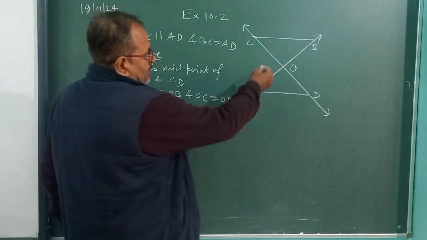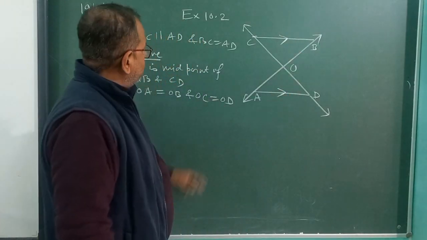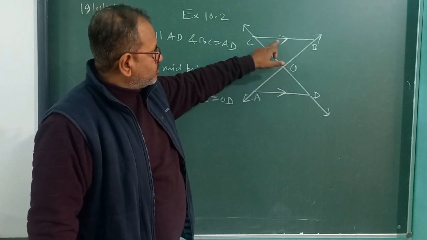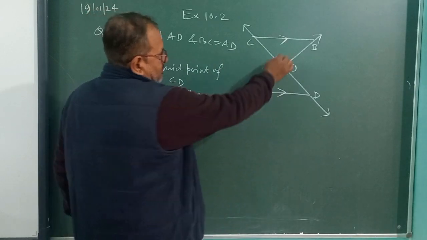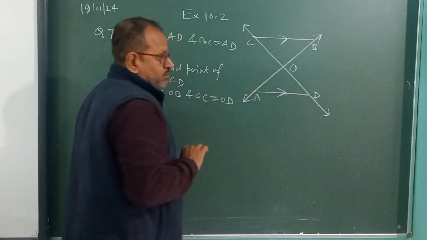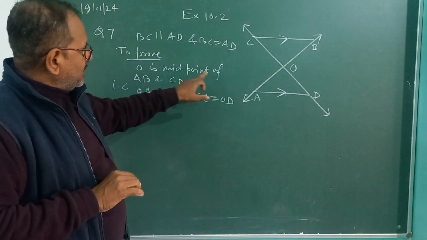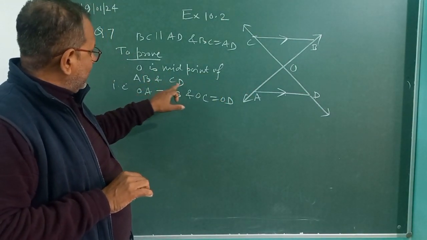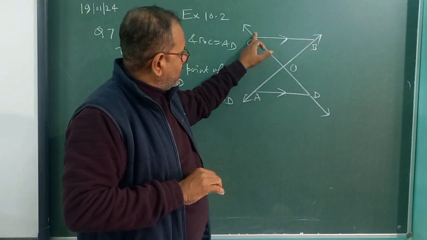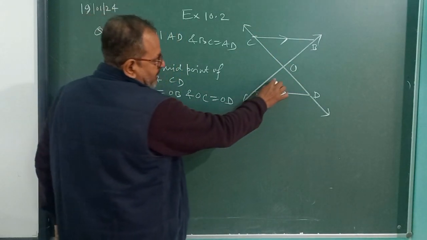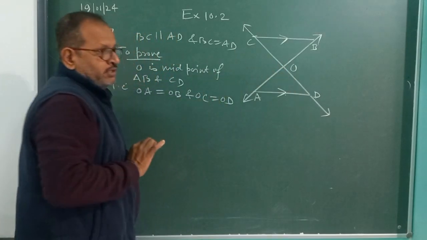What is given? Given that BC and AD both are parallel. BC and AD, these two sides are parallel, and BC and AD both are equal. So these two are parallel and equal both. What we have to prove? We have to prove that O is midpoint of both the lines AB and CD. O is the midpoint of both the line segments AB and CD. Means we have to prove that OA is equal to OB and OC is equal to OD.